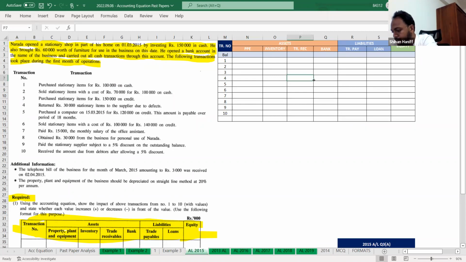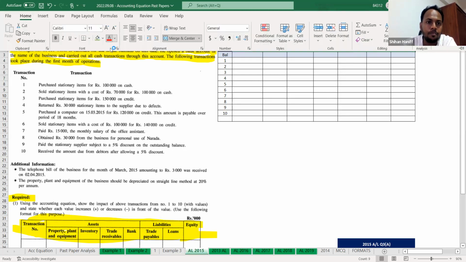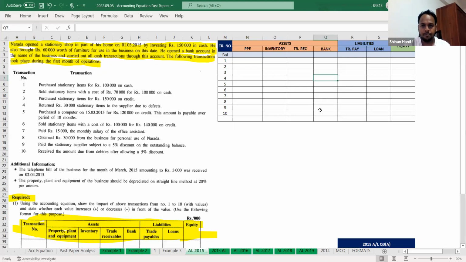Okay, so we have assets, liabilities, and the equity.